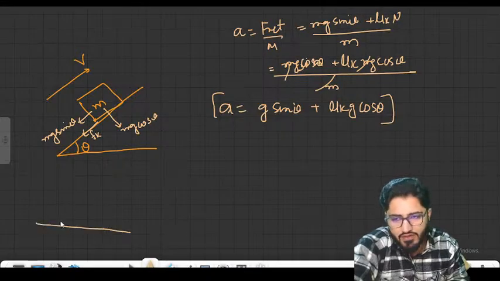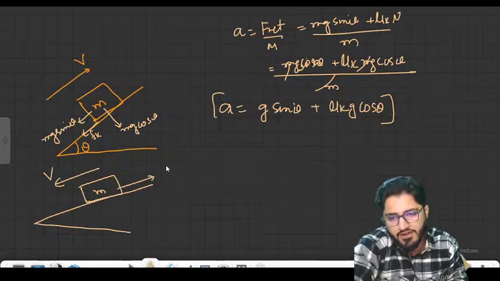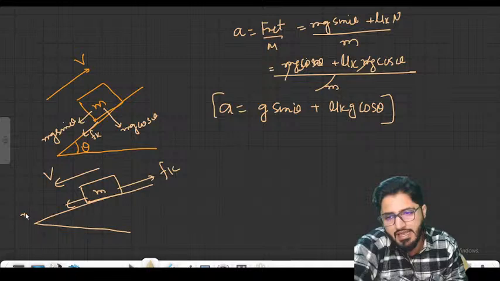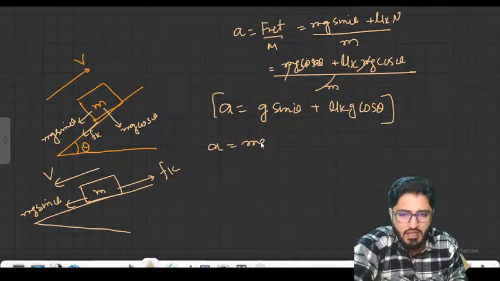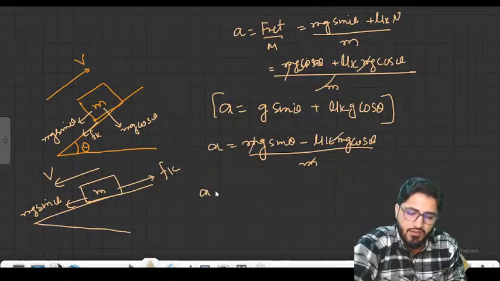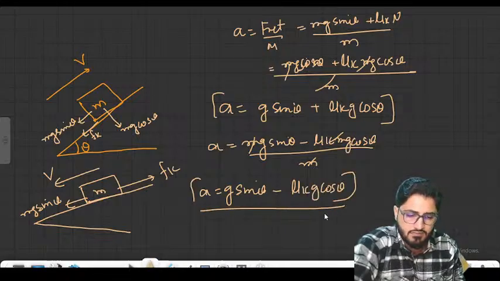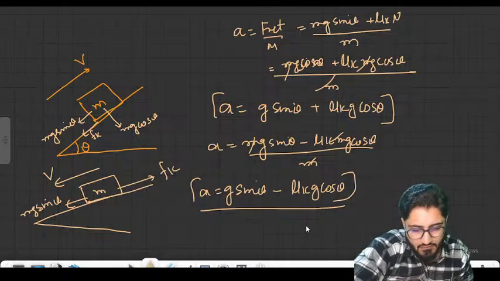Now, if we have a different case, where this is my object with mass m and the body is going downwards with velocity v, that means my friction force will act upwards, and my mg sin theta is the same, downwards. So I can write my acceleration as mg sin theta minus mu k mg cos theta, divided by m. The m cancels out, so acceleration is g sin theta minus mu k g cos theta. Done? Clear?